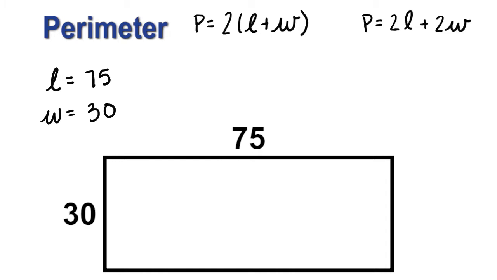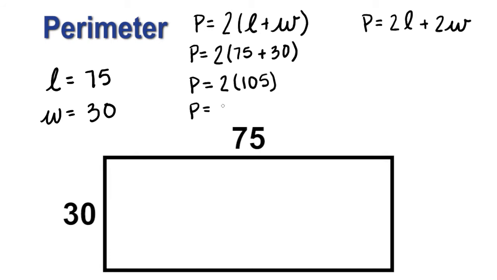Let's start with the first expression. Substitute the variables for the given values. The expression reads perimeter equals the sum of 75 plus 30 in parentheses times 2. 75 plus 30 is 105. 105 times 2 is 210. The perimeter of the rectangle is 210 units.